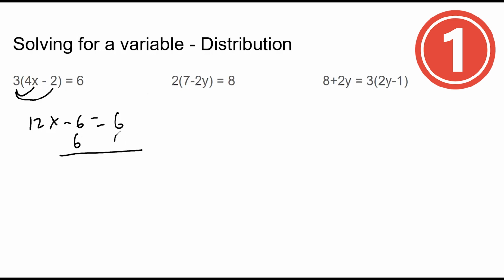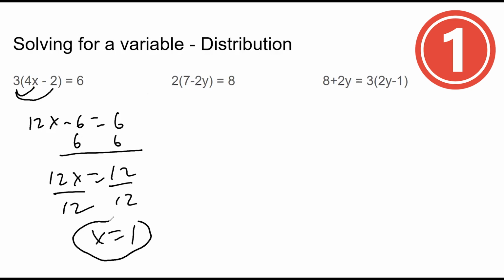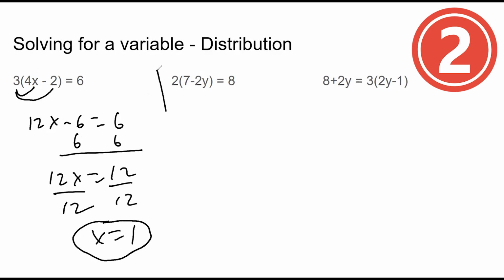I add 6 to both sides. So I get 12x equals 12. Divide by 12, divide by 12. So x equals 1. All right, let's get to the next one.